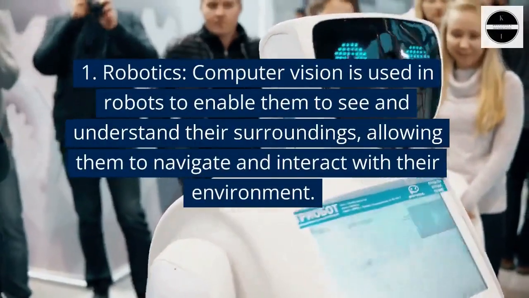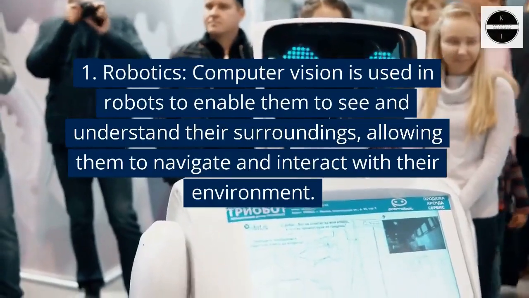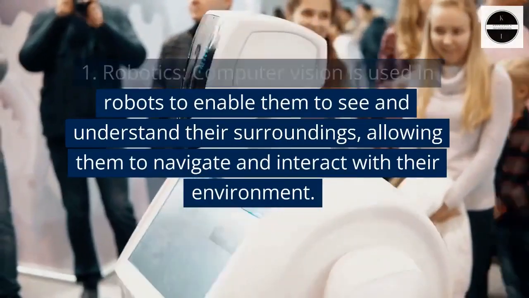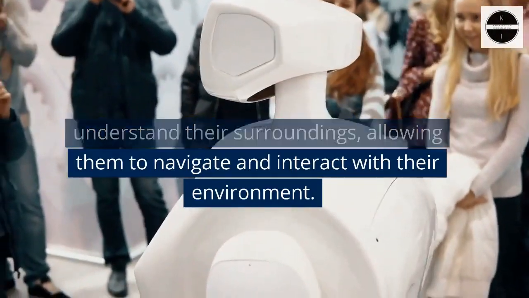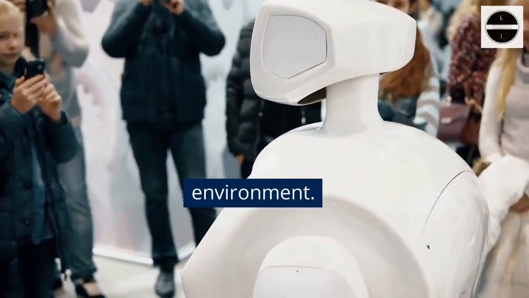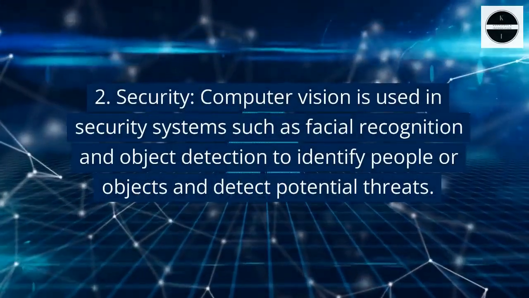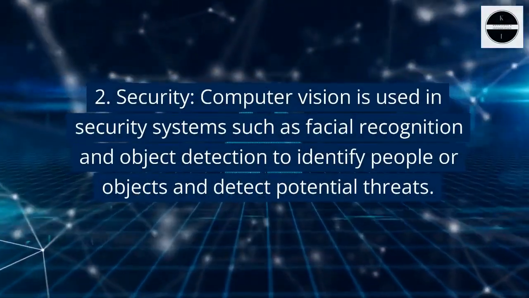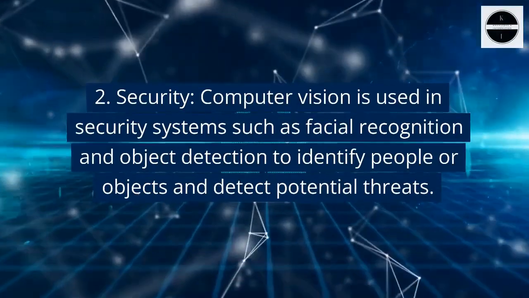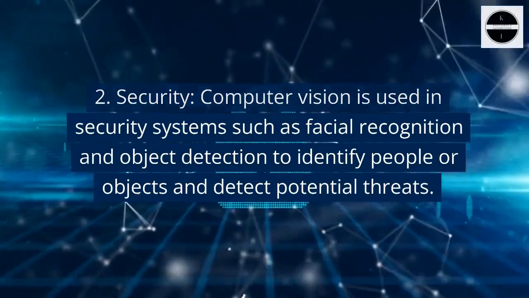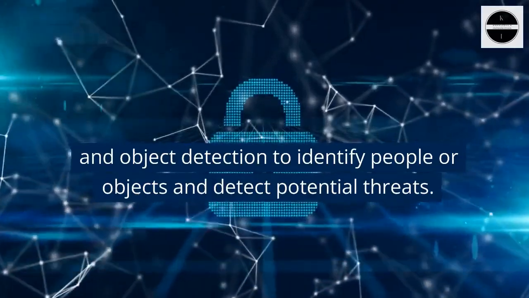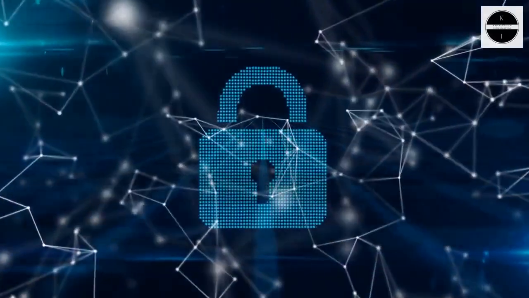1. Robotics. Computer vision is used in robots to enable them to see and understand their surroundings, allowing them to navigate and interact with their environment. 2. Security. Computer vision is used in security systems such as facial recognition and object detection to identify people or objects and detect potential threats.